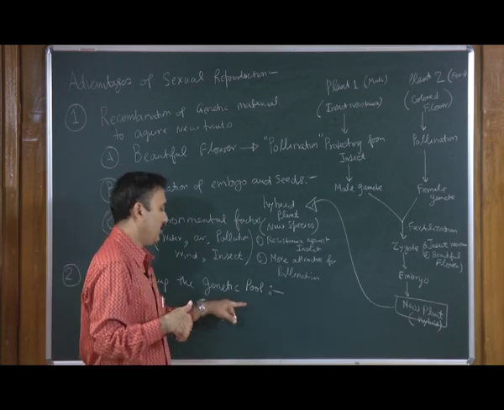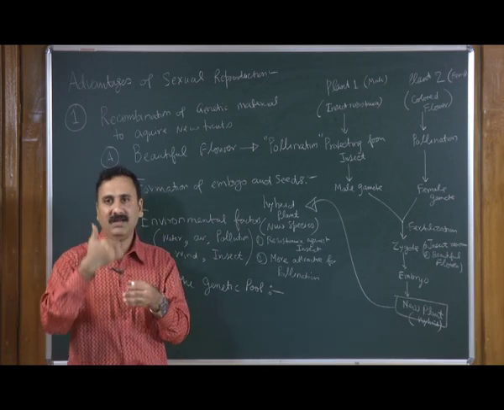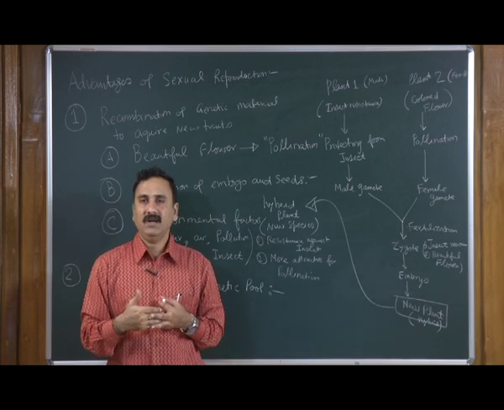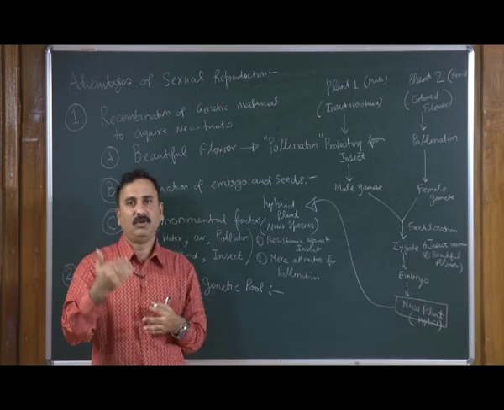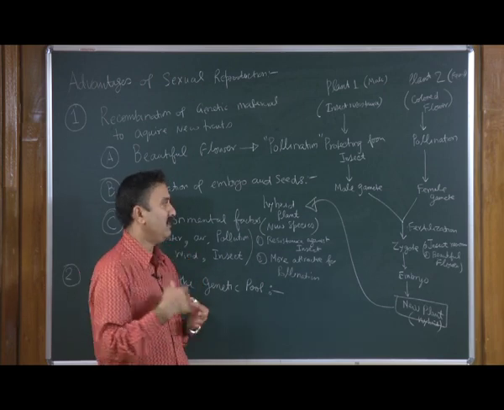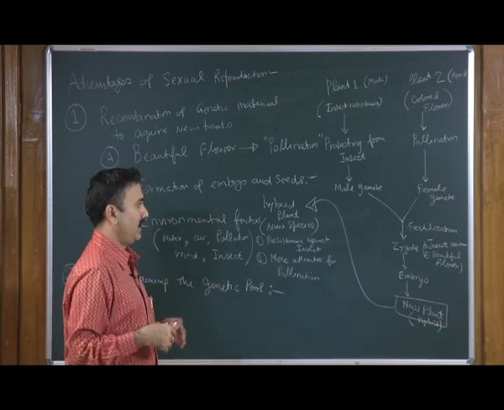This means there is always a maintenance of the genetic pool, a maintenance of the genetic material. It started with a diploid species and it always ends up as a diploid species. So, that particular kind of continuity is always maintained in the case of sexual reproduction.